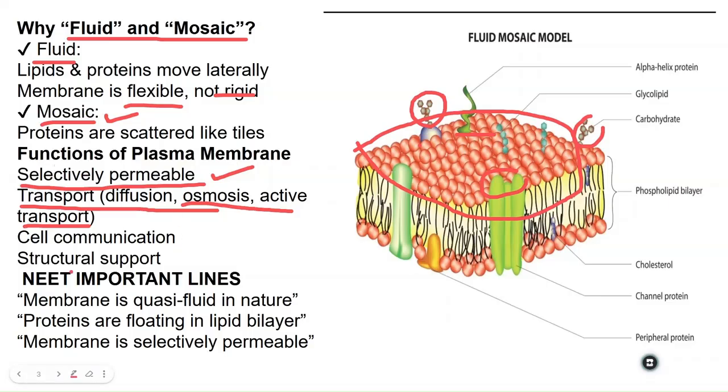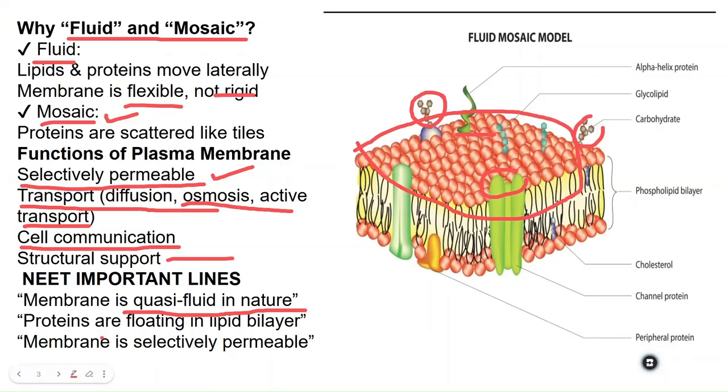And the plasma membrane also helps in cell communication, as we have learned about the carbohydrates here, glycolipids and phospholipids. They mainly help in cell recognition and cell communication. Then one of the main functions of our plasma membrane is that it gives structural support. And here the most important line: it is quasi fluid in nature. Quasi fluid means it is very flexible, neither too rigid nor too flowy like water. It is in between. That is what we call quasi fluid.